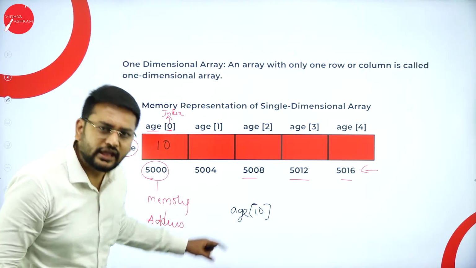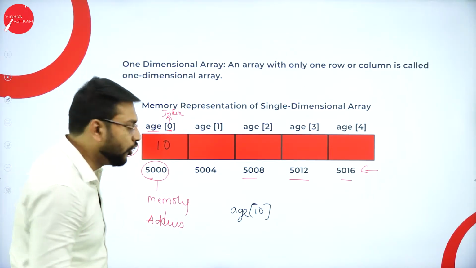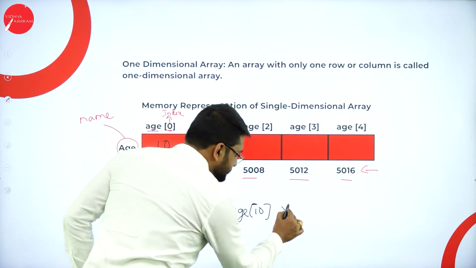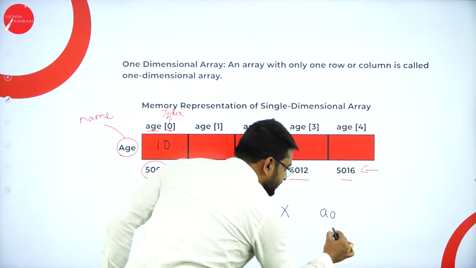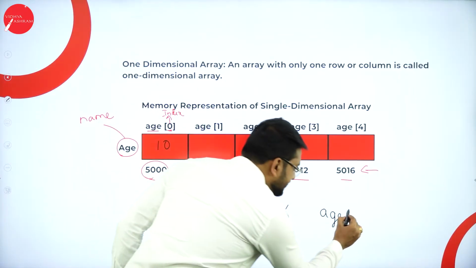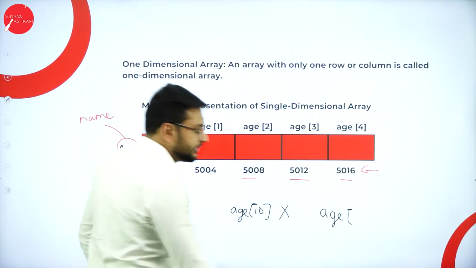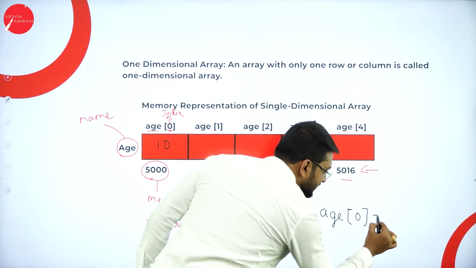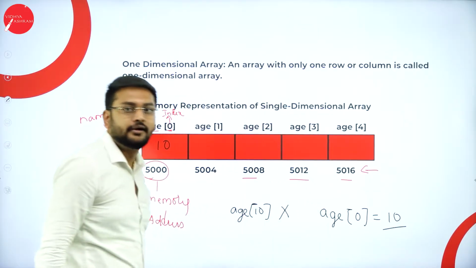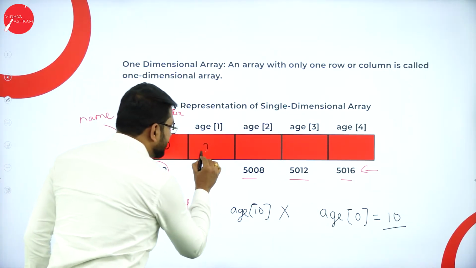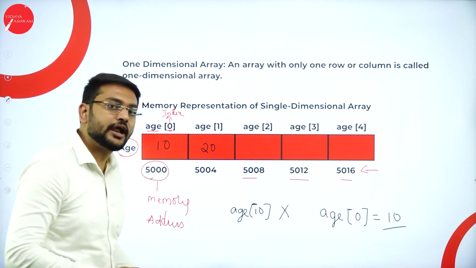Is it? Can I specify it like this? No. Please understand this is wrong. You have to write the name of the array, that is age. Then within the brackets, I should write only the index. What is the index of this location? 0. So this is equal to 10. So now I have 20. How do you access this 20? What do you write? Very good.